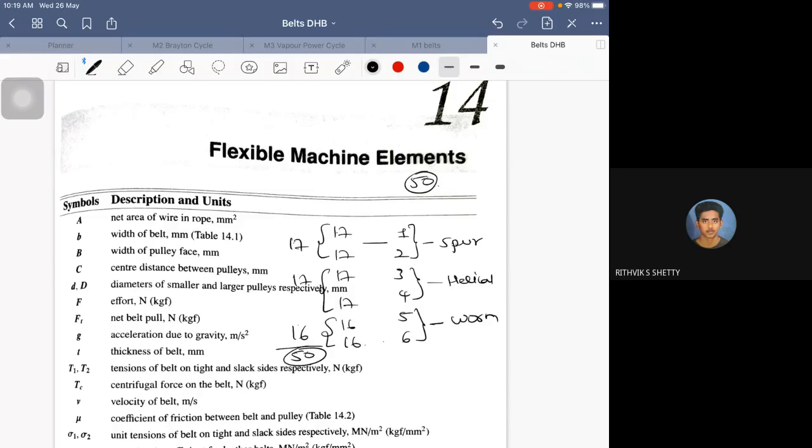Is that fine? So you can choose one question from the spur, one question from the helical, and one question from the worm. So this is the pattern. Is it clear? Any doubts?